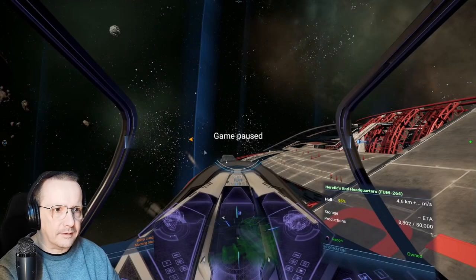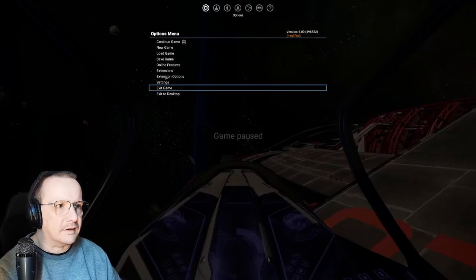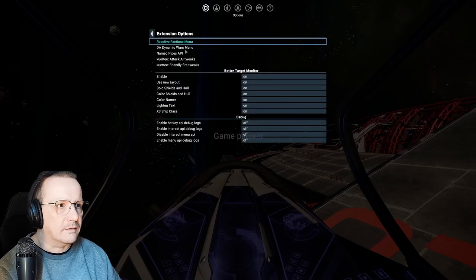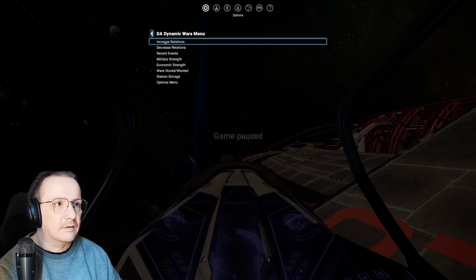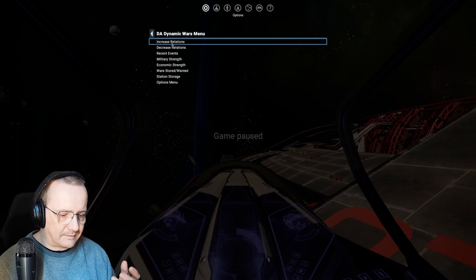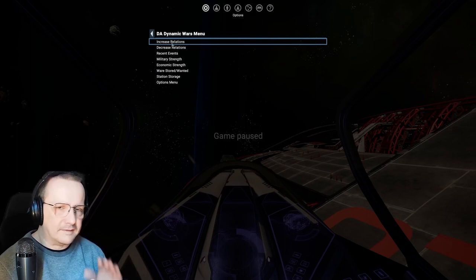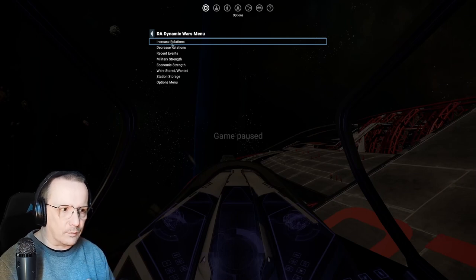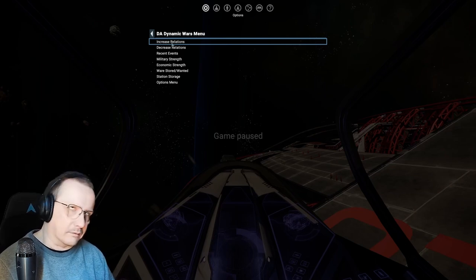Something I noticed today in the extension options, there's a DA Dynamic Wars menu. What is Dynamic Wars? It's the mod that I put in that lets factions determine standings with each other more dynamically, where if someone is doing really, really well, more people will turn against them. If somebody's not doing very well, more other factions will ally with them.